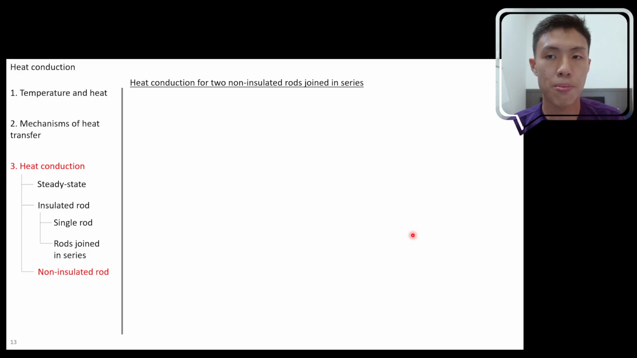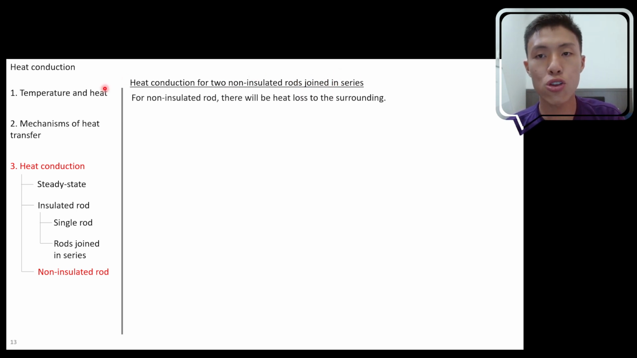Let's move on to talk about the heat conduction, but it's again still two rods joined in series, but now the rods are not insulated. So you have non-insulated rods joined in series. Okay, so for non-insulated rod, there will be heat loss to the surrounding.